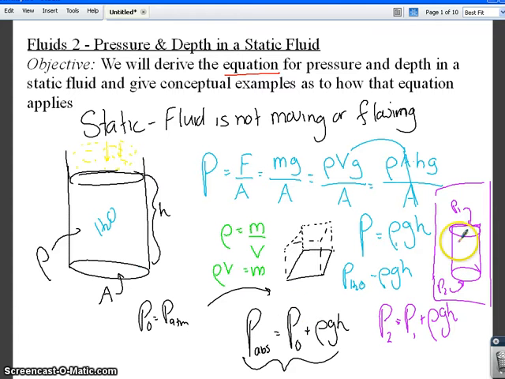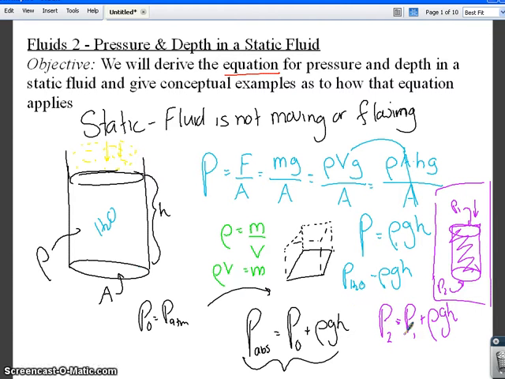Atmospheric pressure doesn't apply to this question, but it's still the same idea. I have a pressure of the fluid exerting on top, and then I have the pressure on the bottom. So what is this pressure on the bottom? Well, it's the pressure of the fluid on top plus all of this right here. So it doesn't have to be just the atmosphere. It can be anything. And so in general, this equation can really apply to any situation.